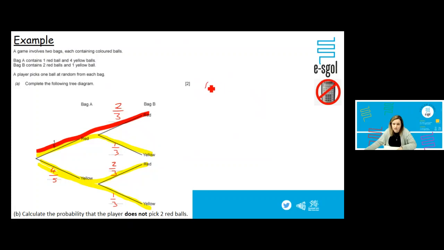Okay, so probability, and I'm going to write it as P for probability and red, red. That is going to be 1/5 from choosing from bag A multiplied by 2/3 of choosing from bag B. So 1 times 2, 5 times 3 gives you that. Okay, 2/15. That's not our answer. That was the opposite of what we're looking for.